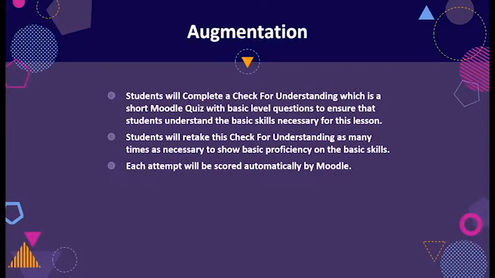This check for understanding quiz would fall under the augmentation level of the SAMR model, because this quiz simply replaces a pencil and paper quiz. The only additional piece that makes it augmentation over substitution is the fact that it gives you instant feedback and tells you which problems are right and wrong. It allows students to retake the quiz as many times as they need in order to be at a proficient level.